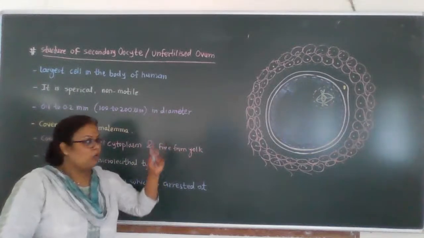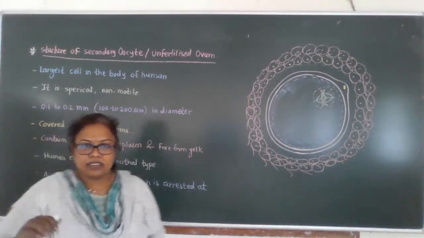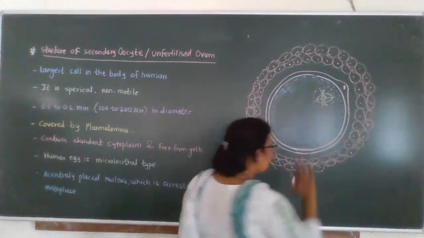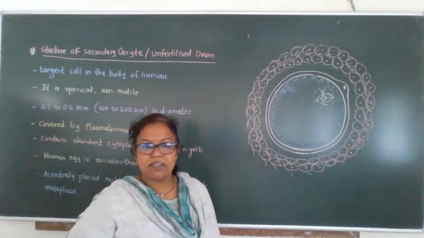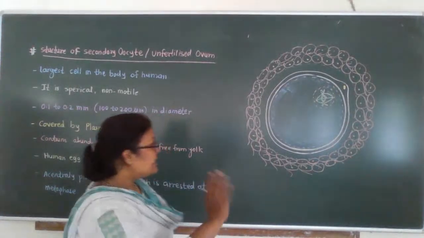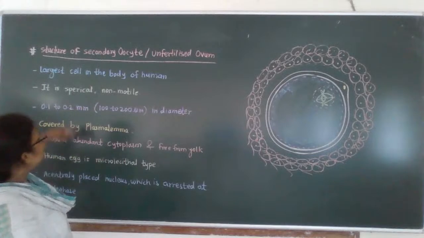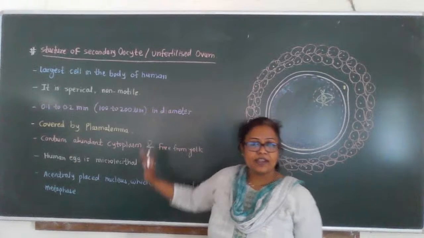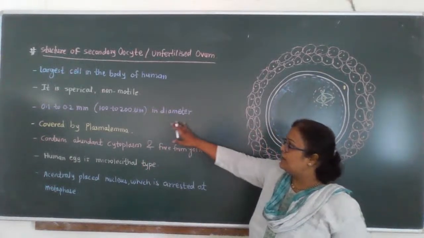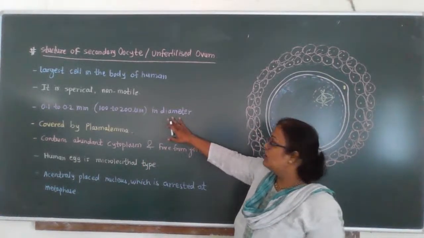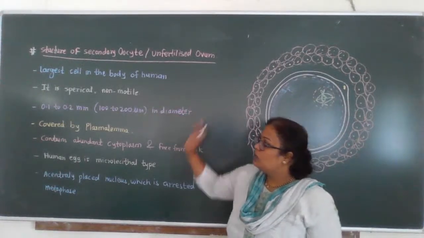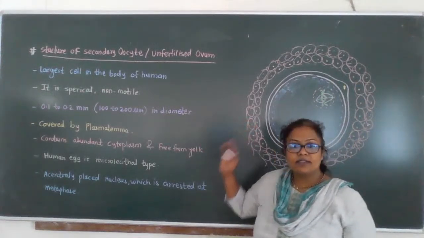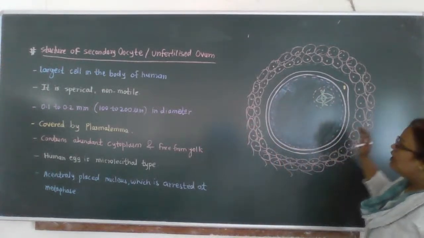Some people commonly call it an ovum, but it is not a complete ovum because it is arrested at metaphase. It is not completing its cell division, so we named it as an unfertilized ovum or secondary oocyte. Clear? It is the largest cell in the human body, and it is a spherical and non-motile cell. Its diameter is about 100 to 200 micrometers, or 0.1 to 0.2 mm.